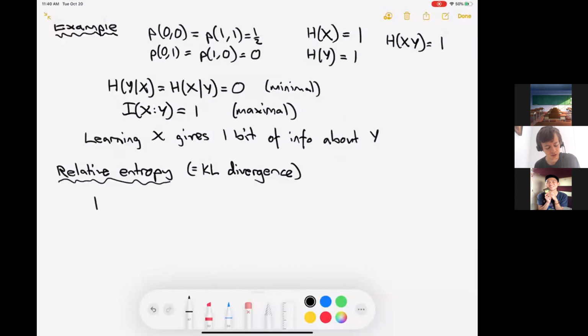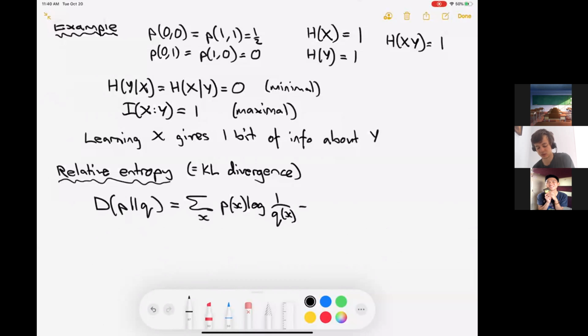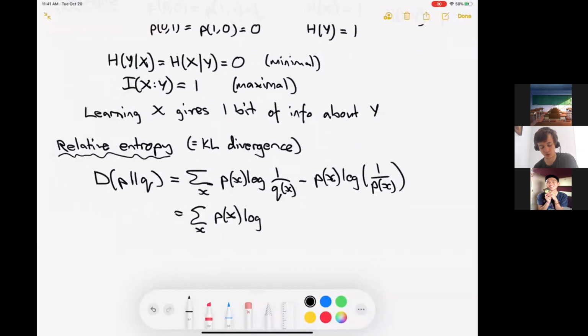So this is conventionally written D of some probability distribution P relative to some probability distribution Q, and it is defined to be the sum over X of P of X log 1 over Q of X minus P of X log 1 over P of X. Or equivalently, in a more compact notation, maybe less explanatory in terms of the interpretation, equal to P of X log P of X over Q of X.